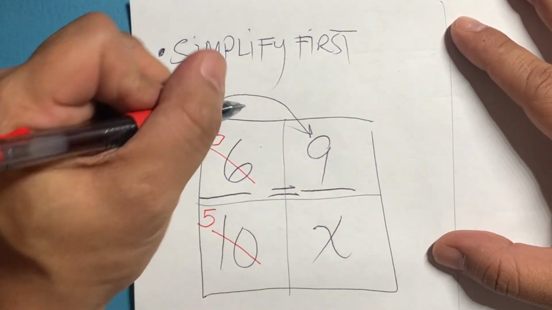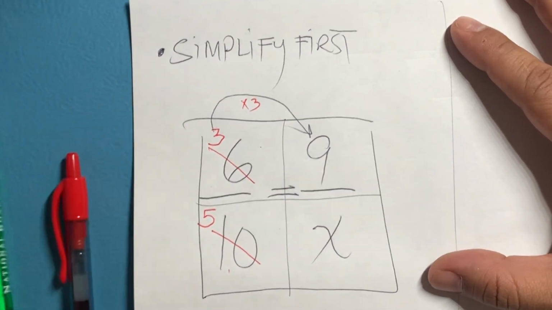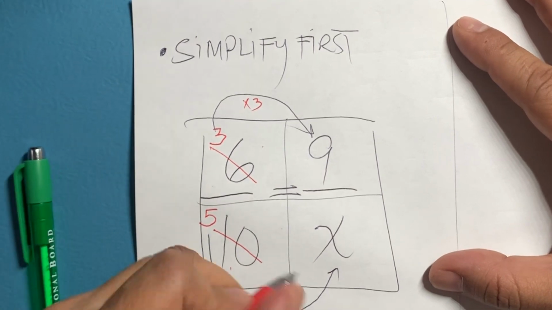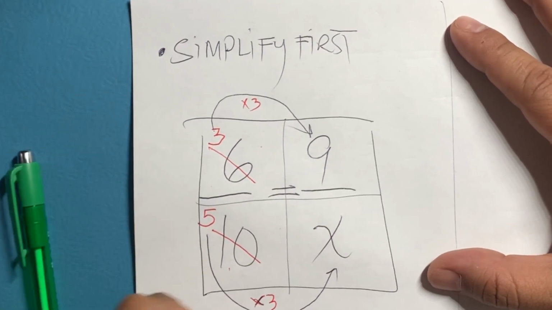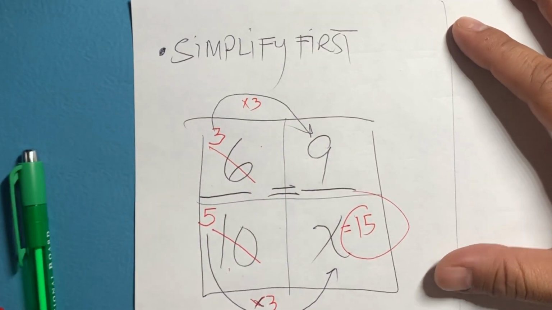So what pattern do I see? Times 3. Whatever I do on top, I do the same thing below. So that's 5 times 3. 5 times 3 is 15. So the value is 15.